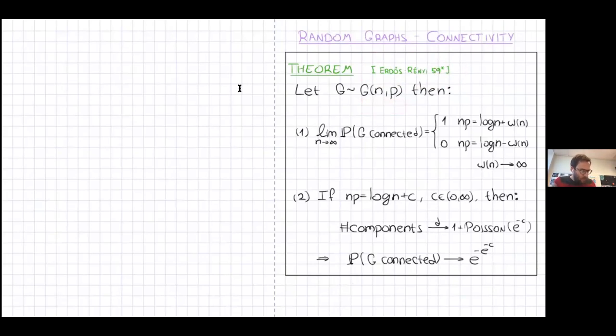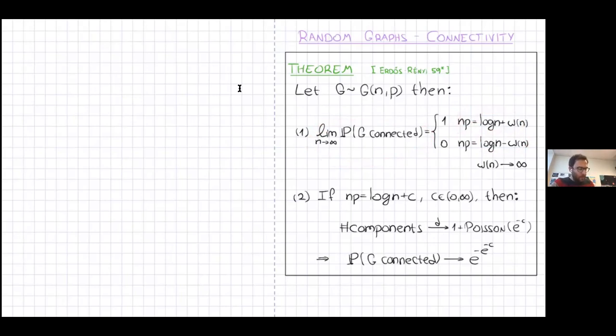The phenomenon is the following: we can choose p, and we want to say what is the minimum p required so that the graph is connected. It turns out that there is a phase transition in the limit as the number of vertices goes to infinity. If n times p, which is roughly the expected degree in the graph, is slightly above log n, then with high probability the graph is connected, and if it's slightly below log n, then the graph is disconnected. That is the main phase transition.